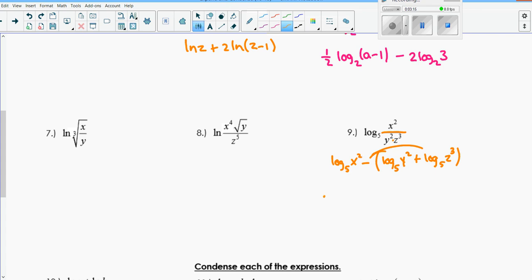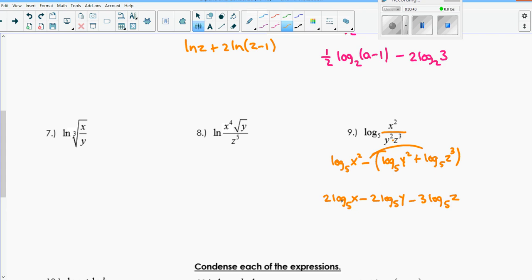I'm going to bring the exponent down in front as well. So this becomes 2 log base 5 of x minus, and I'm going to bring that 2 down as well. So that becomes minus 2 log base 5 of y. I'm going to bring this 3 down, and I'm distributing that negative as well. So it becomes minus 3 log base 5 of z. Okay, we're going to talk about a problem where we are actually condensing with this subtraction.